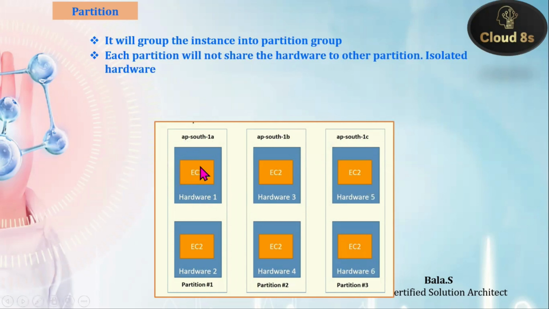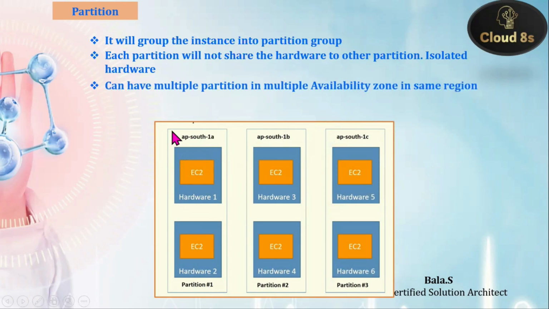If you can see, the first EC2 instance is within the availability zone but is running on hardware one, and another EC2 instance is running in the same availability zone but on hardware two. In the same way, instances will run on different hardware with different partitions so that we can get high availability. If any one of the hardware fails, we can still access the resources in the same availability zone, along with the other availability zones also.